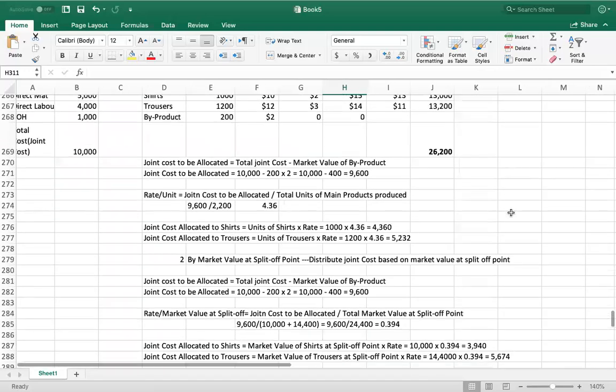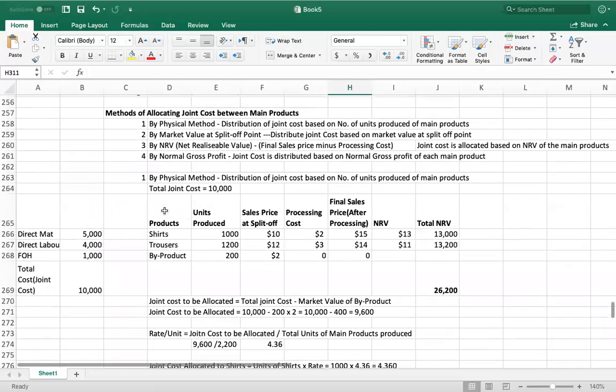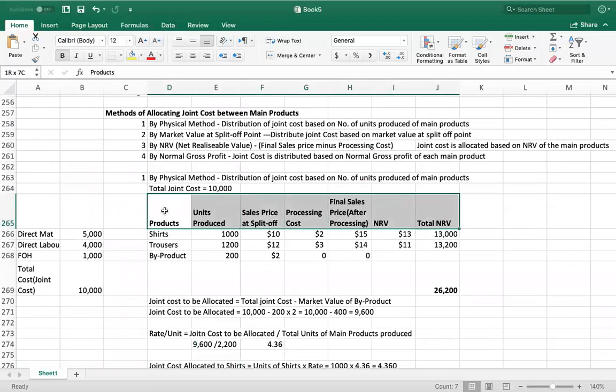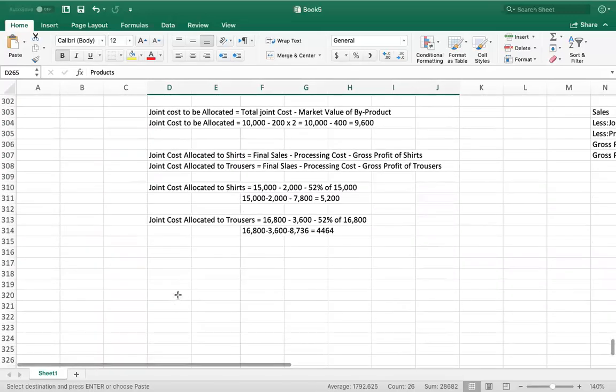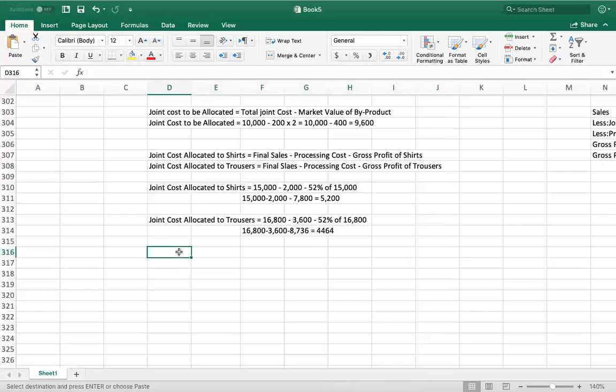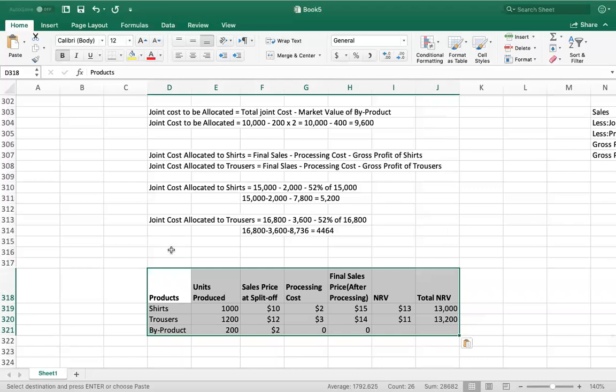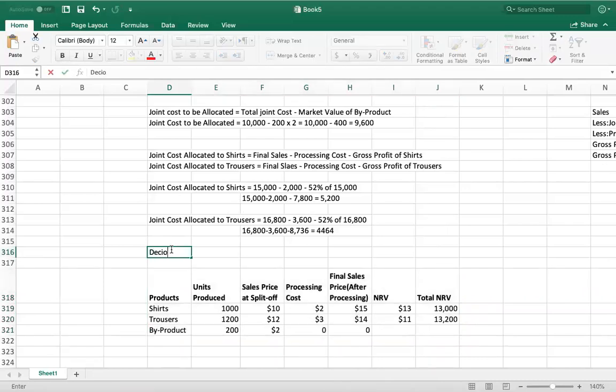Okay. Now here is another situation. Same situation. Now management will take the decision. Okay, based on this decision making. In this way, how will we take the decision? Decision making means which product should be processed further. Okay, this is our decision.